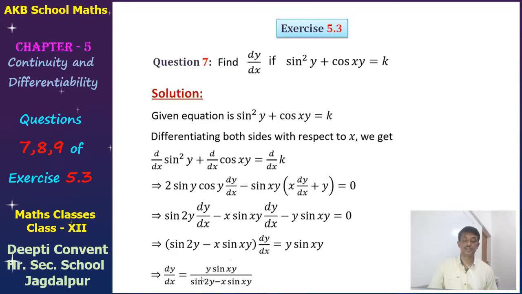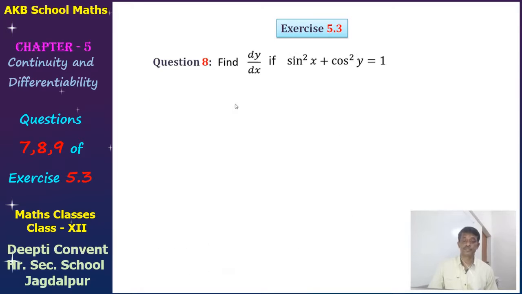These are also mixed values of x and y, and we take the derivative of this. Here by using the chain rule, the derivative of sin square y and the derivative of cos xy, this is the main thing. So note down this main thing. Clear? So this was the solution of question 7. Now take the next question, question 8.